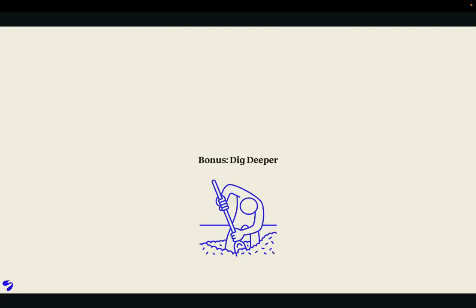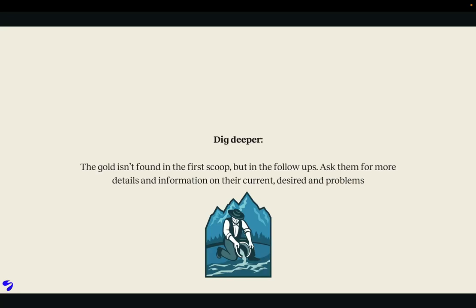Little bonus, again, dig deeper. If you're panning for gold, you never find gold in that first scoop. You find it in the following scoops. You keep panning, you keep scooping until you find that little speck of gold, and then you maybe notice, maybe there's a vein here, and you keep going in that spot until more gold appears, and that is the process of discovery. You need to be a gold panner, if that is the correct term. Ask them for more details and information on each of these 3 steps.